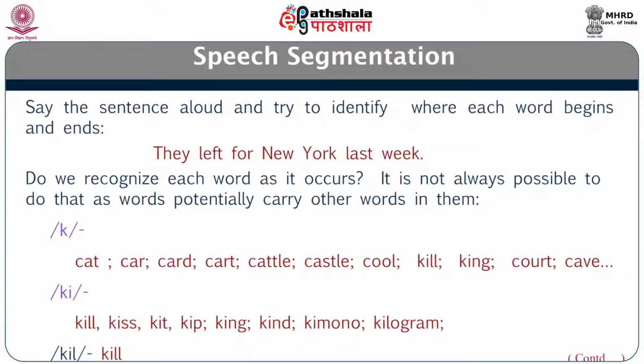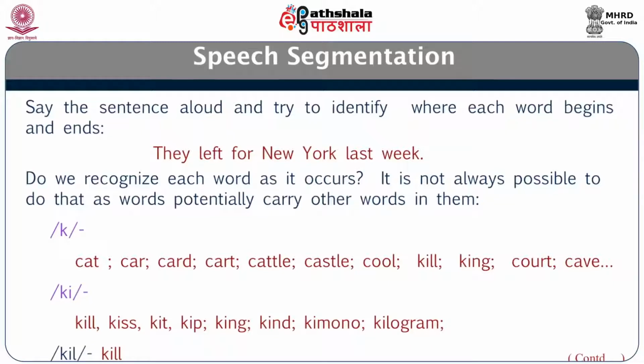So let's take an example. Let's say you hear the sound k. Now, upon hearing k, there are a whole host of possibilities that can come up. So let's consider some of the possibilities. You can imagine the word could be cat, car, card, cart, castle, cattle, cool, kill, king, court, cave. Now, I'm doing this with English, but this is the same with any language in the world. So it might be a useful exercise for yourselves to try it out.